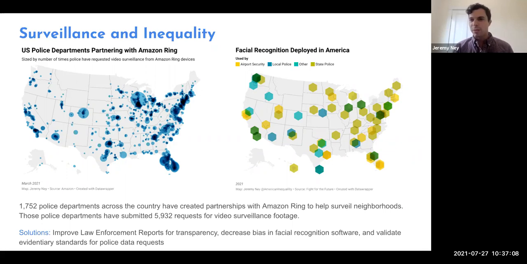And then think about what the evidentiary standards are for police data requests. You can go as high as the Fourth Amendment and talk about what the standards are there, or as low as the text that police need to send when they request footage from your home, saying they actually want the video surveillance footage, and knowing that you can opt out of that.